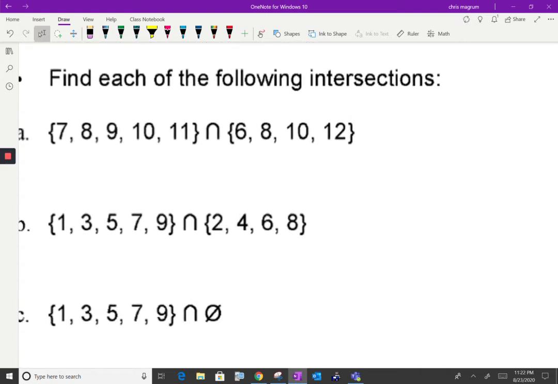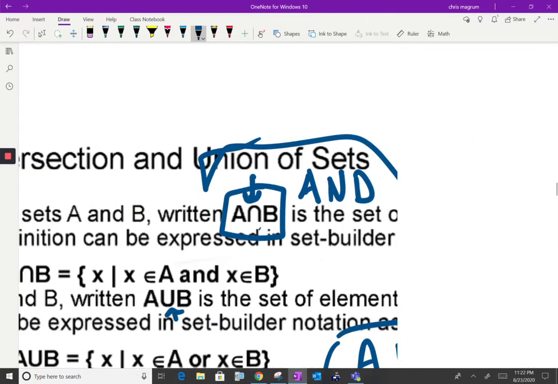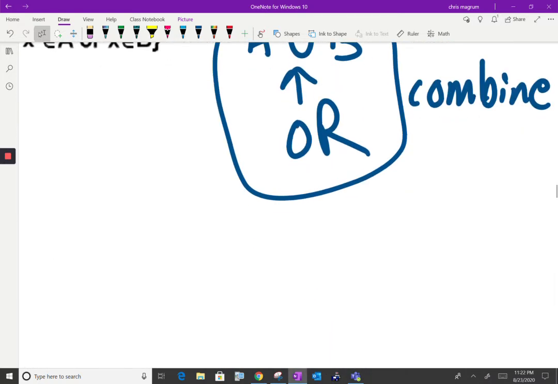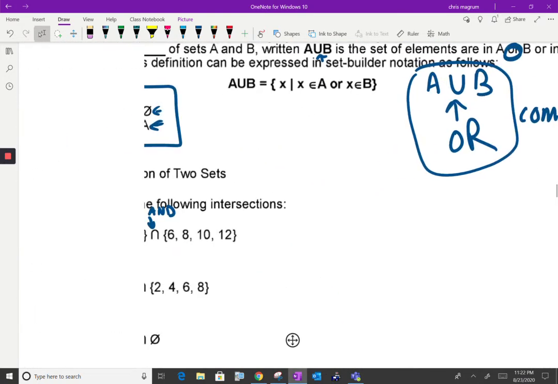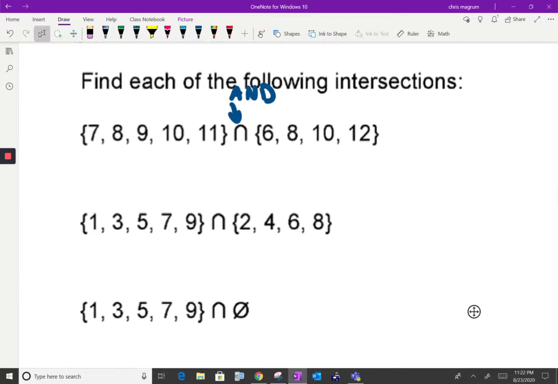Okay, so intersections. What else did we say up here? This is what they have in common. There we go. Didn't know if it was going to work for a second. Alright, so if we're looking for the intersection, we just look to see what they have in common.